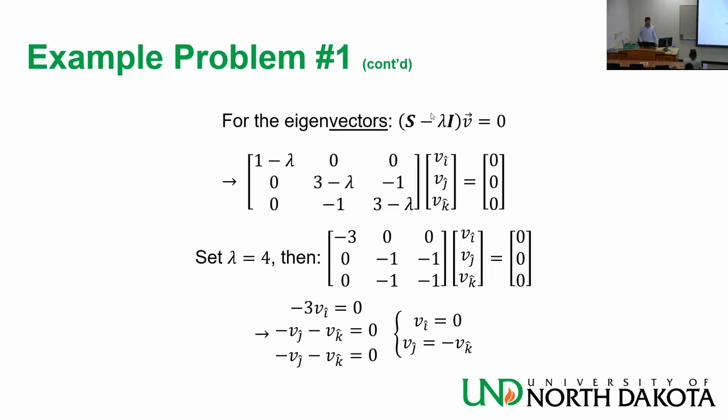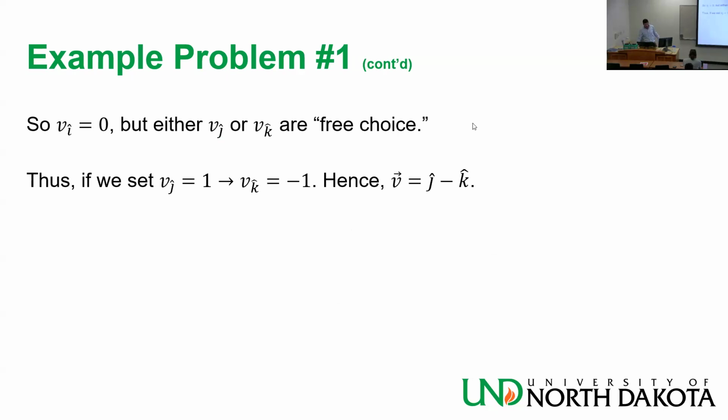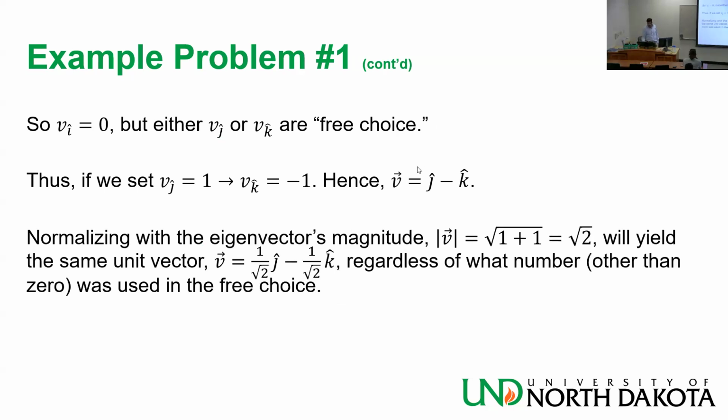And where is it infinite answers? Okay, let me finish it just to tell you. Free choice. Let's just say I set 1, and then I get the other one is minus 1. So my eigenvector is, where is it?